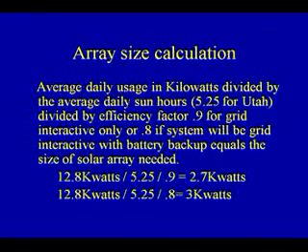Now let's do the array size calculation. Take your average daily usage in kilowatt hours, or the percentage of your average daily use in kilowatt hours, and divide it by the average daily sun hours. For Utah, that is 5.25. Now, of course, in the summer we get a lot more sun hours than that, and in the winter we get less. We have to divide it by the efficiency factor.